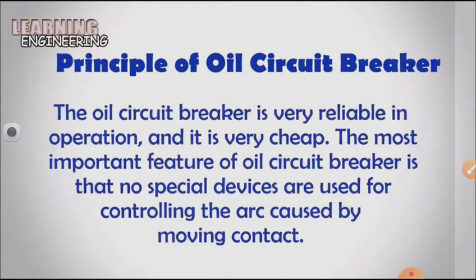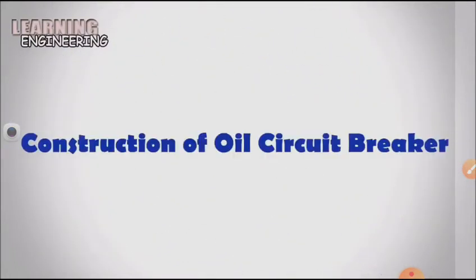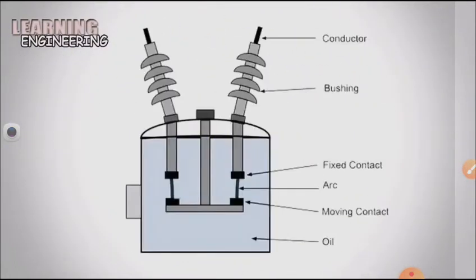The oil circuit breaker is very reliable in operation, and it is very cheap. The most important feature of the oil circuit breaker is that no special devices are used for controlling the arc caused by the moving contact. Construction of the oil circuit breaker. The oil circuit breaker is very easy in construction. It consists of current carrying contacts enclosed in a strong, weather-tight earthed metal tank, and the tank is filled with transformer oil. The oil acts both as an arc extinguishing medium and as an insulator between the live parts and earth.